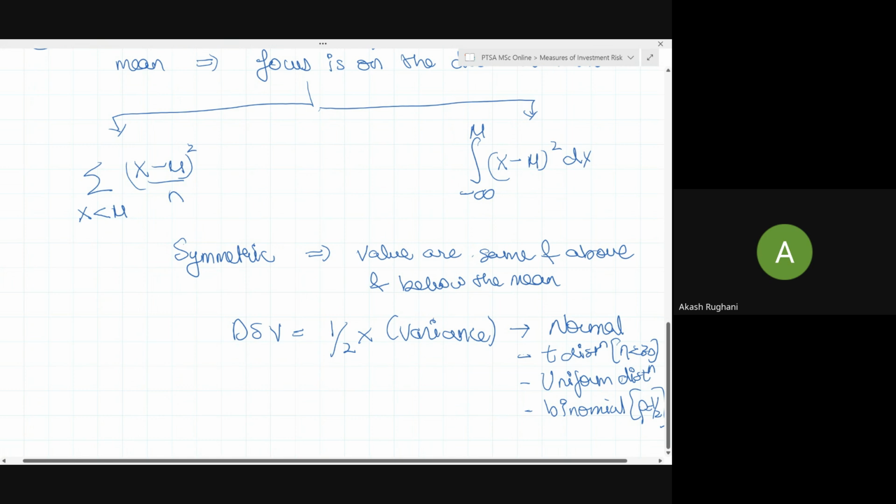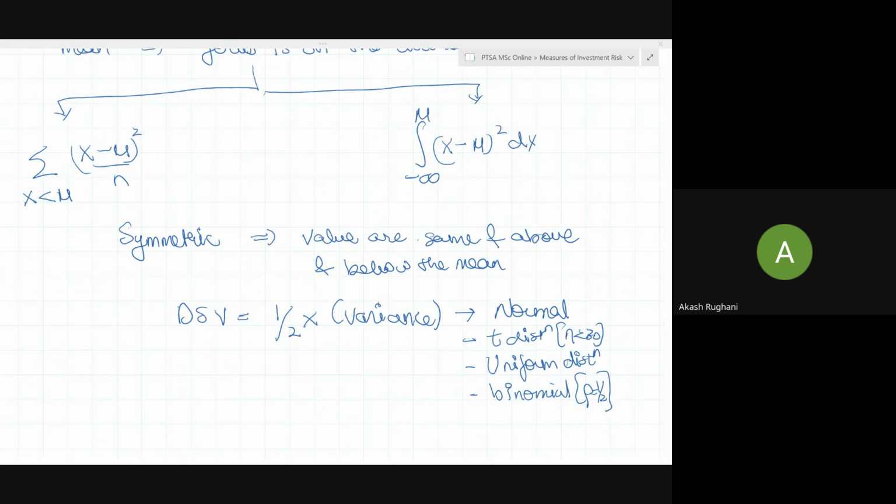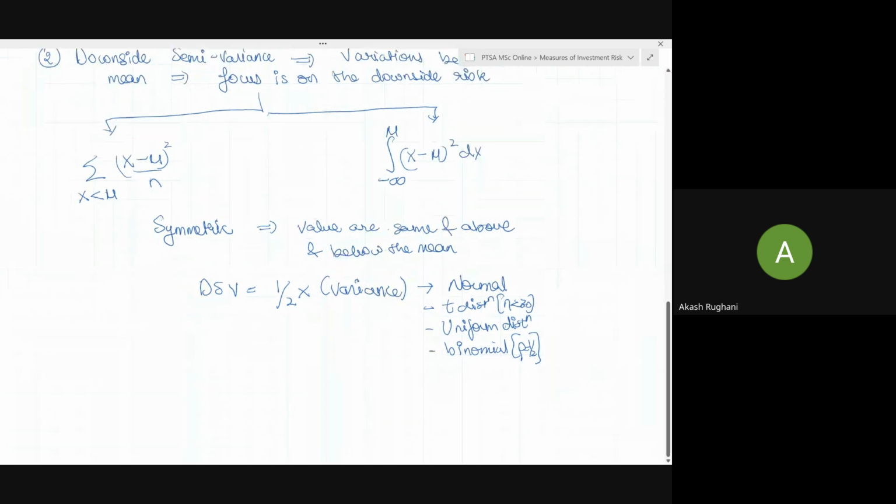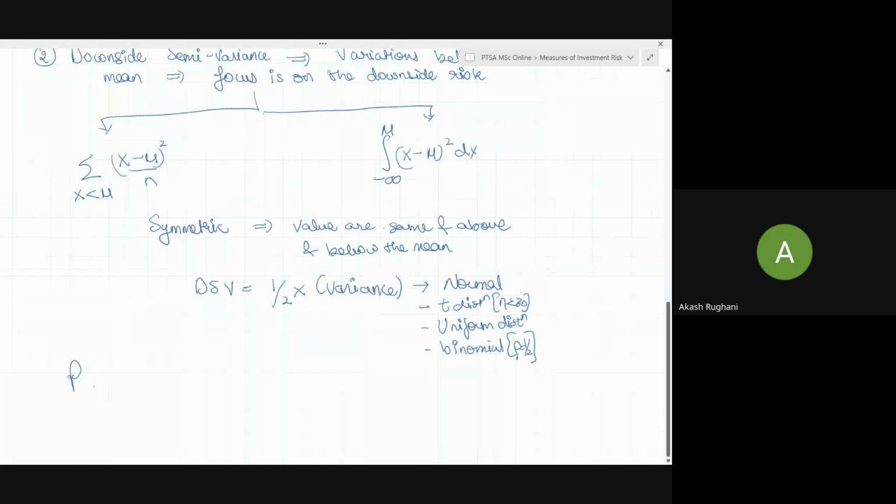The reason I'm making you write all of this is because if it is any of these distributions, it should immediately click that I don't have to calculate downside semivariance. I will simply take half of the variance. So if it is any of these symmetrical distributions, you need not calculate downside semivariance. You will simply take half of the variance. Okay. Cool. But the problem of capital still remains.